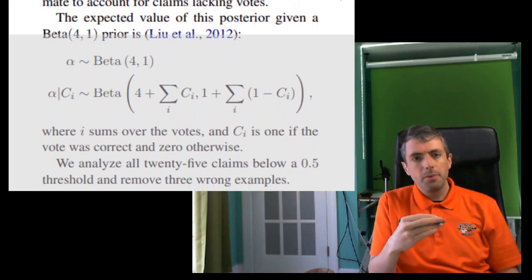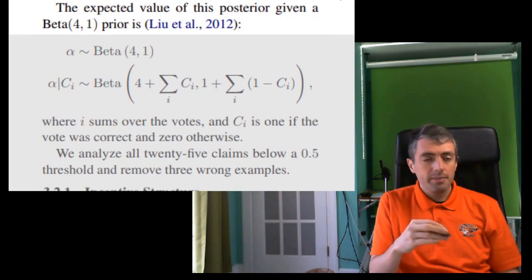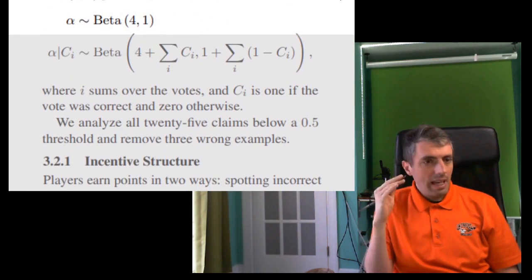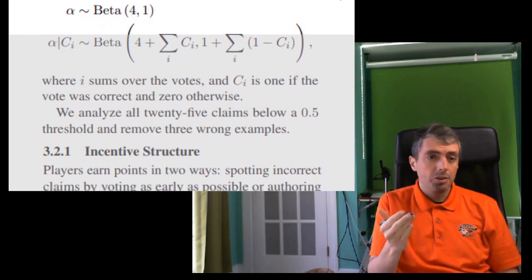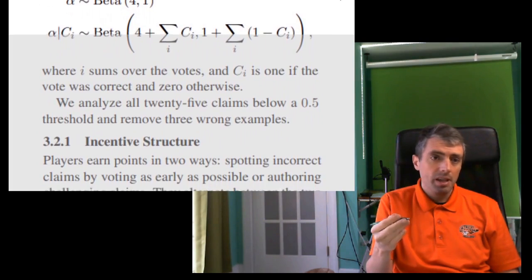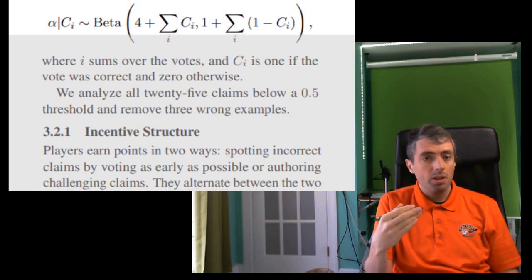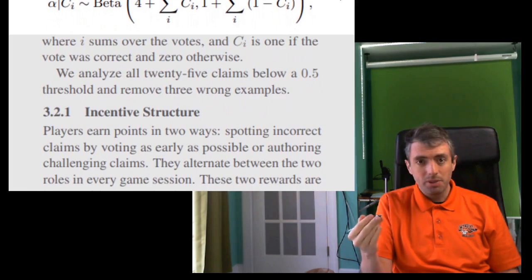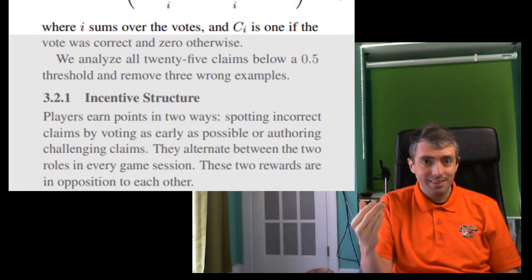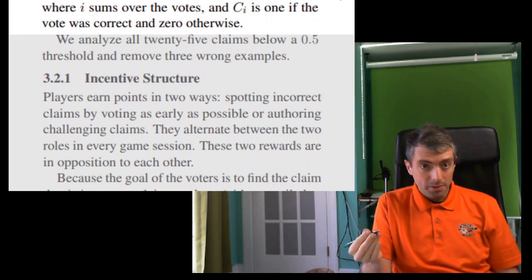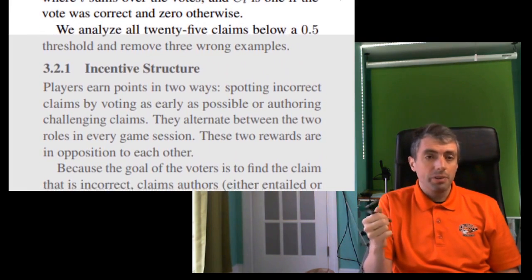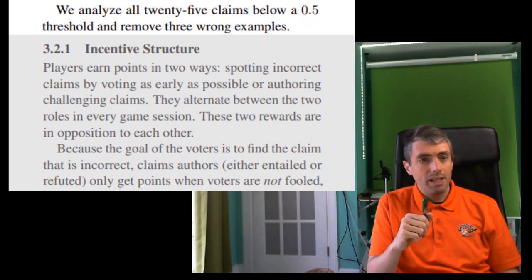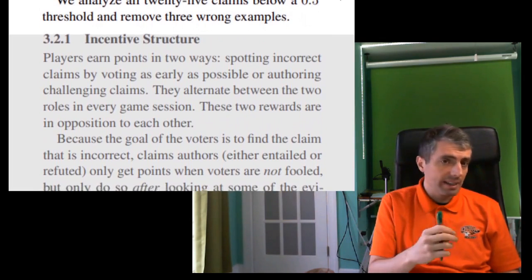The expected value of this posterior given a Beta(4,1) prior is, from Aloud et al., 2012, alpha given the counts is distributed according to a beta distribution with parameters 4 plus the sum over all counts, comma, 1 plus 1 minus the sum over all counts, for the sum over i, which is over the votes, and Ci is 1 if the vote was correct and 0 otherwise. We analyze all 25 claims below a 0.5 threshold and remove 3 wrong examples.